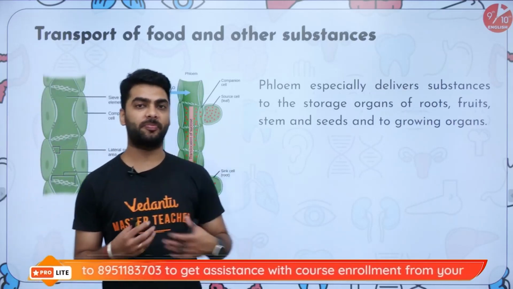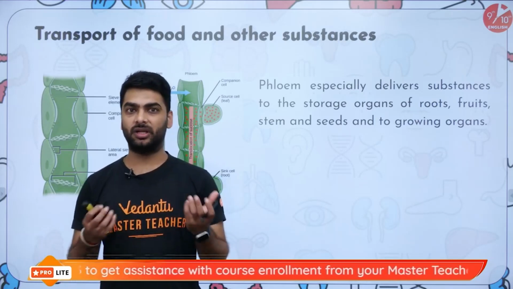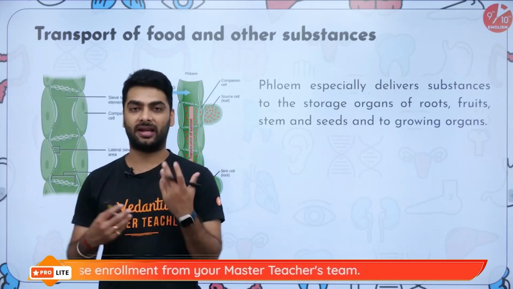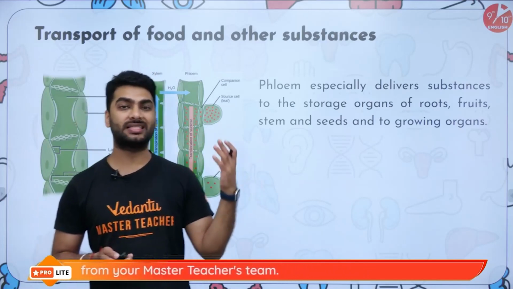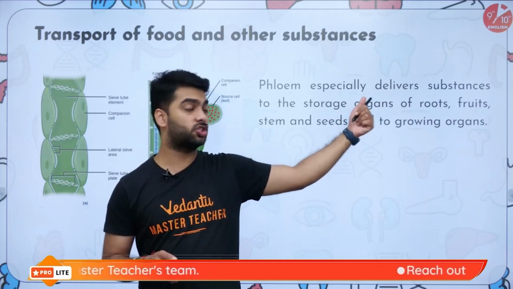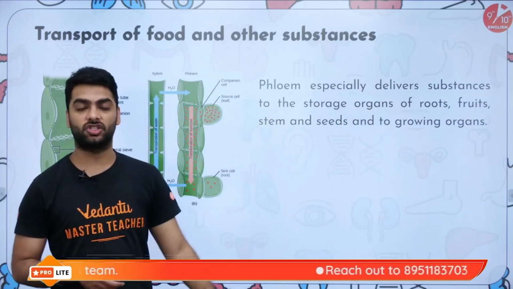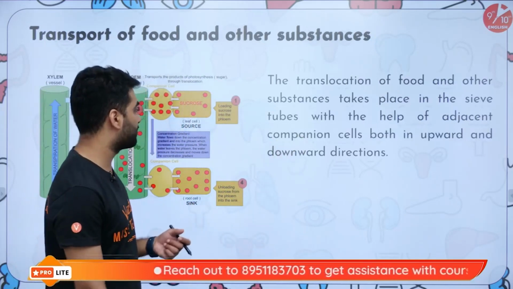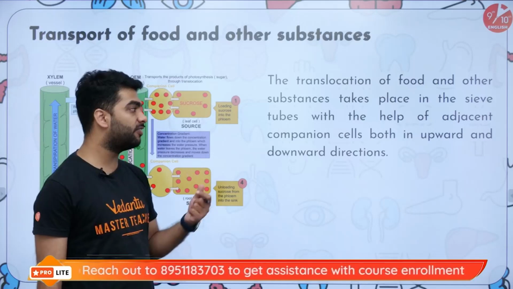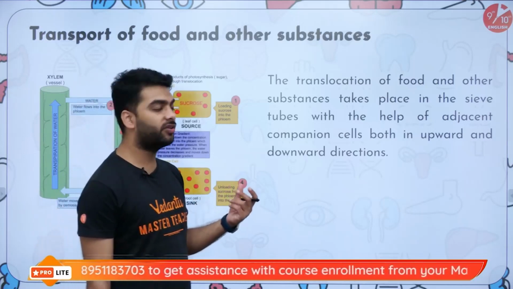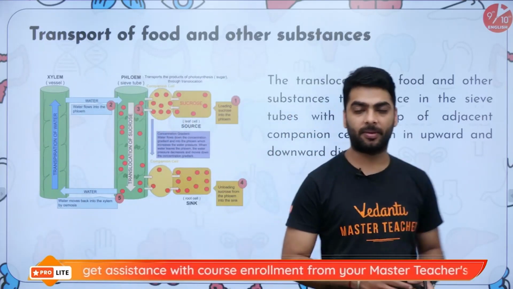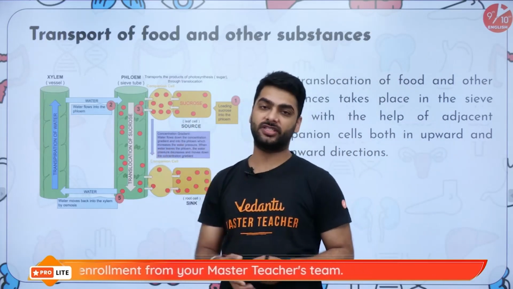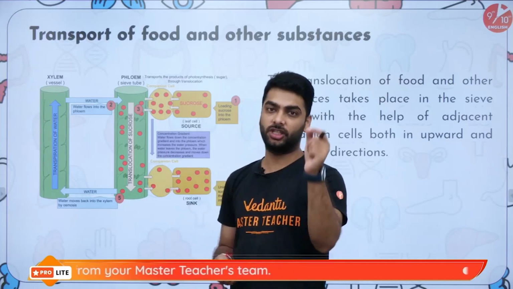Now we know that when a plant prepares food, the food is utilized in two forms. One is glucose, which is used for all the activities of the plant, and the second form of food is starch, which is stored in the root, in the fruit, in the stem, and in the seeds as well. The translocation of food and other substances takes place in the sieve tubes and the companion cells, both in upward and downward direction. So these sieve tubes and companion cells are a part of the phloem. In your grade 9, you have studied the detailed structure of phloem, which is a tissue of the plant.